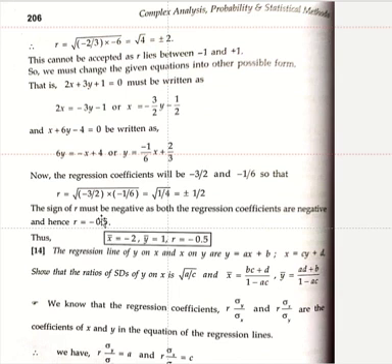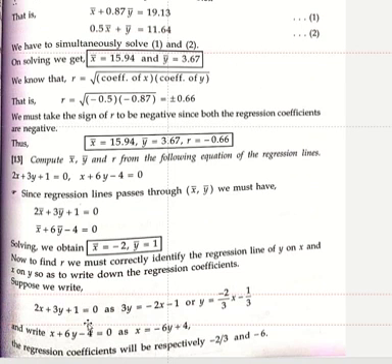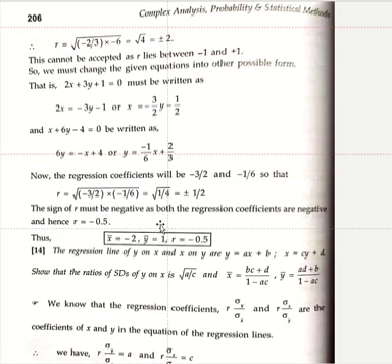Therefore, x bar is equal to minus 2, y bar is equal to 1, and r is equal to minus 0.5.